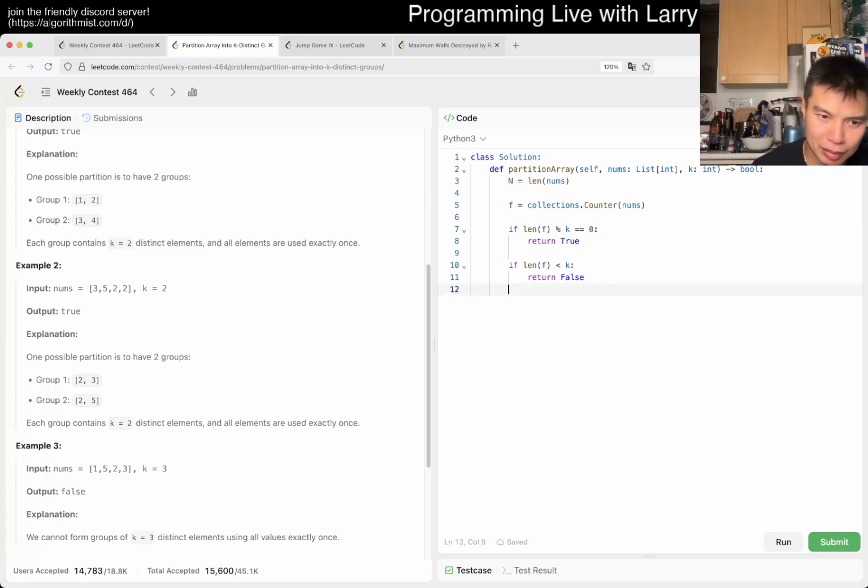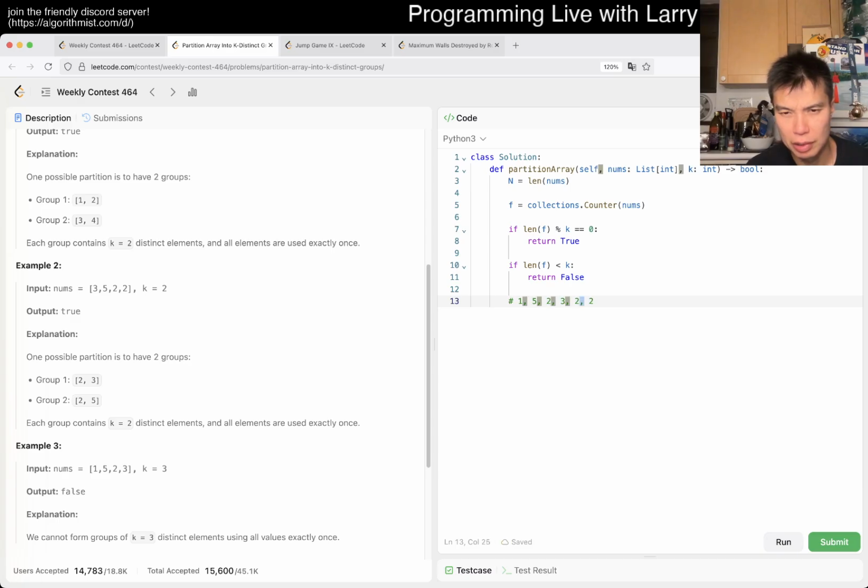But then how do you get this one? What is the rule for this? If we have 2 extra numbers, would that be good enough? I mean, yes, but no, not always, right? Because you could have 1, 5, 2, 2, 3, 3, or 2, 2. Then in this case, there's still no way, because by the pigeonhole, 2 of the 2's have to be in the same one.